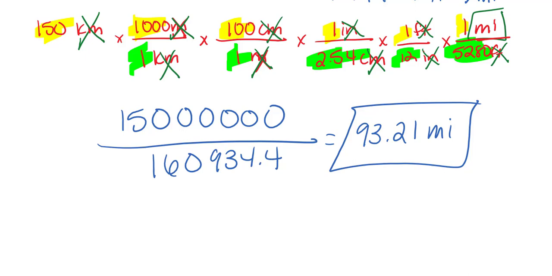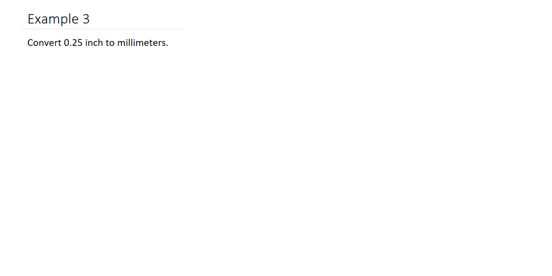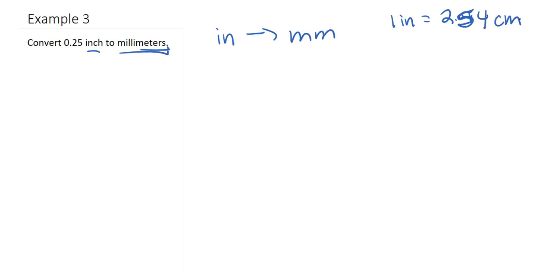Now let's do one final example. So example 3, we're going to convert 0.25 inches to millimeters. So this is going to be a little bit less than the last one. We're going from inches now to millimeters. And what's the most important conversion to know between our units and the metric system? Because anytime you see meters or anything like that, you know we're going into the metric system. So we need to know that 1 inch is equal to 2.54 centimeters.